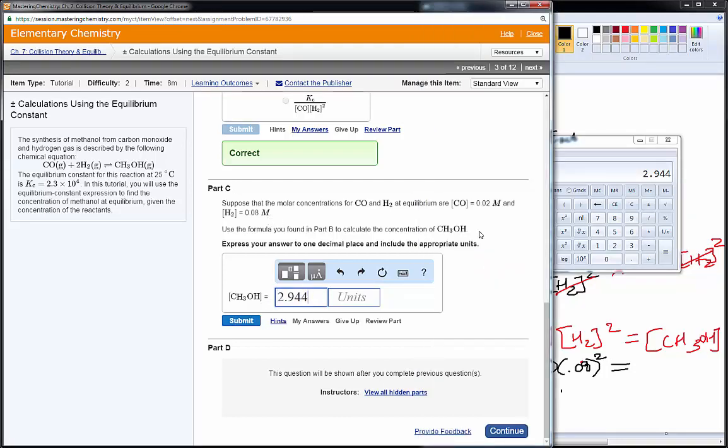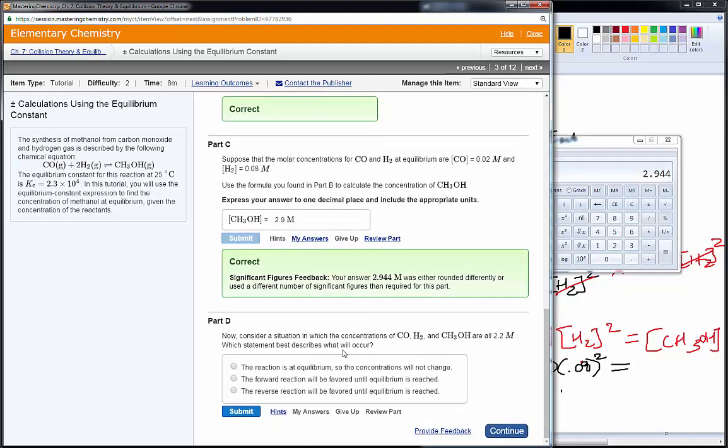And since these were given in molar, capital M, and this is going to be capital M as well, it's important to note that the equilibrium constant K is unitless, and you're just going to maintain whatever those concentration units are.